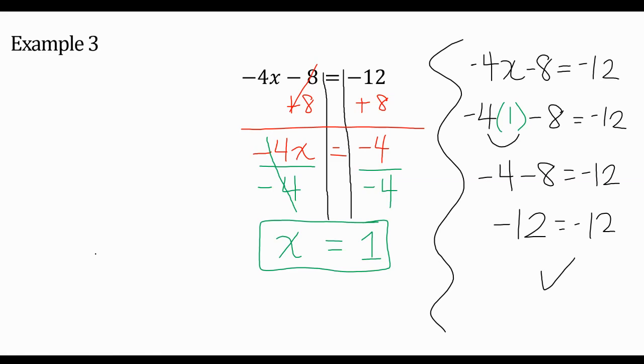All right, so two-step equations, do that addition or subtraction first to get that constant on the other side, and then you do that multiplication or division second.